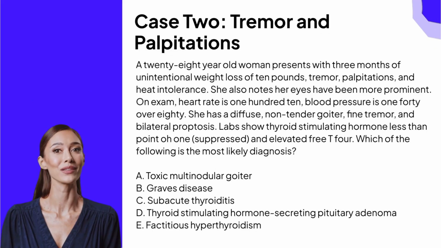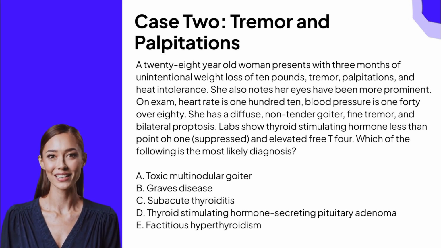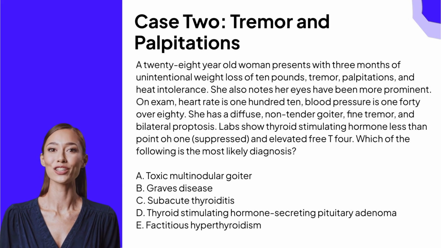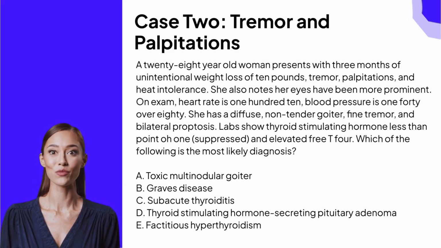Case 2. A young woman with classic hyperthyroid symptoms, weight loss, tremor, palpitations, heat intolerance. But here is the key finding that narrows your differential immediately. Prominent eyes, bilateral proptosis, combined with a diffuse goiter. What diagnosis has proptosis as a specific finding? Think about that before we continue.